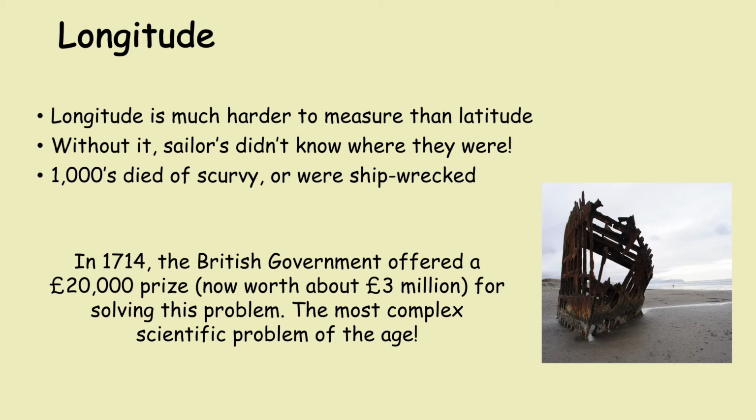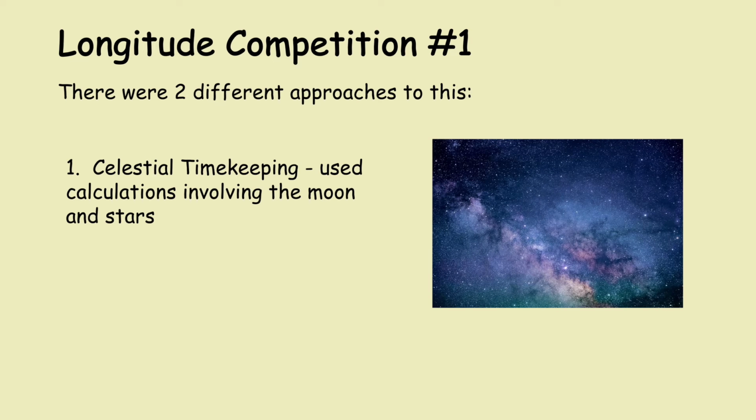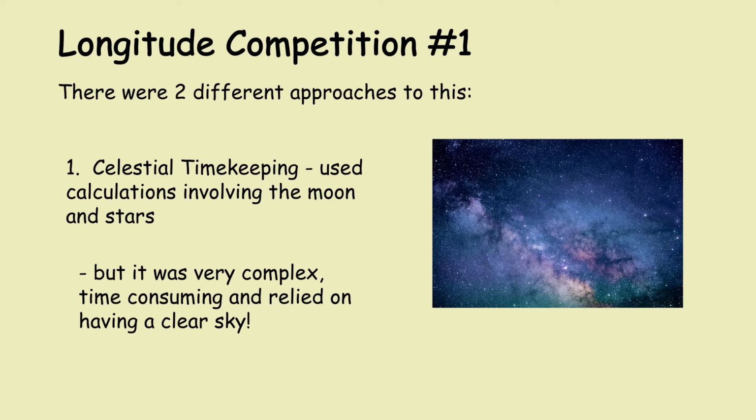So in 1714, the British government offered a £20,000 prize, now worth about £3 million, for solving this problem. It was the most complex scientific problem of the age. Now, there were two approaches to this at the time. One was through celestial timekeeping, and this used calculations involving the moon and the stars, but it was very complex, very time-consuming, and relied on having a clear sky.